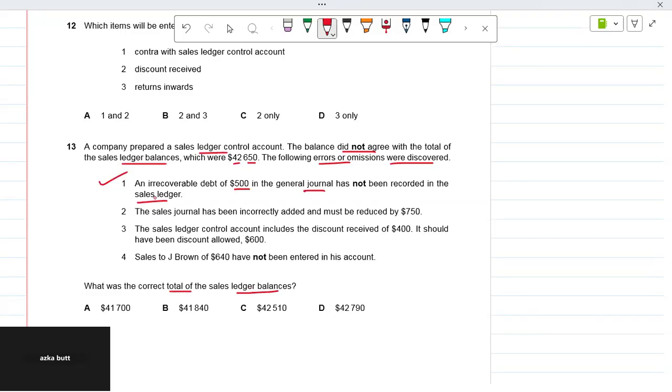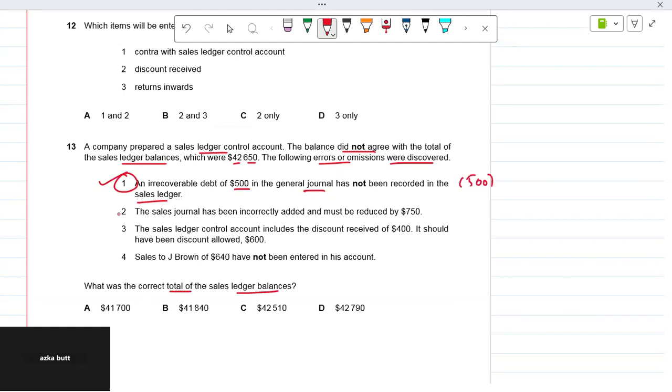Okay. So let's see the first entry. There's an irrecoverable debt of $500 and it is not recorded in the sales journal. So how will this impact the sales ledger? The sales ledger balances are overstated by $500. So how can we adjust it? The adjustment is that we will subtract the $500 from the total.